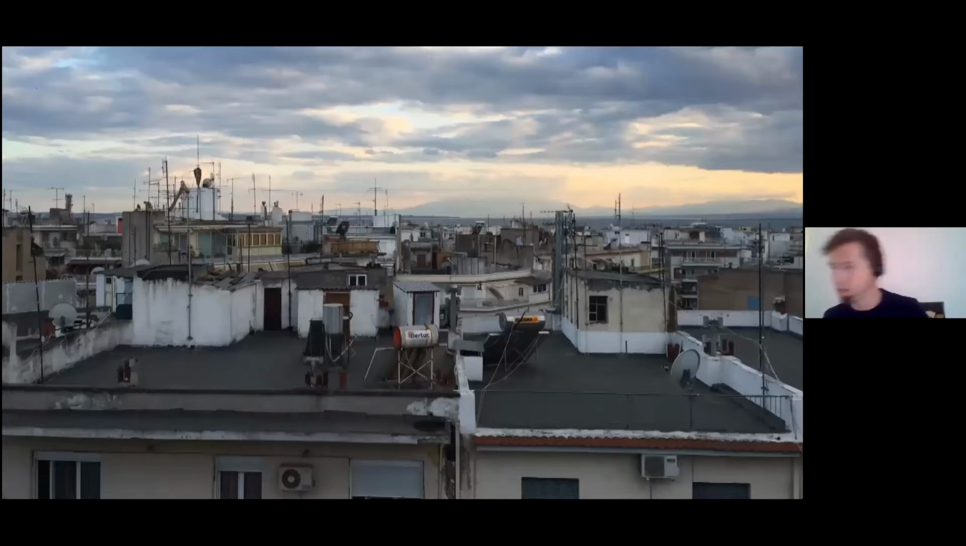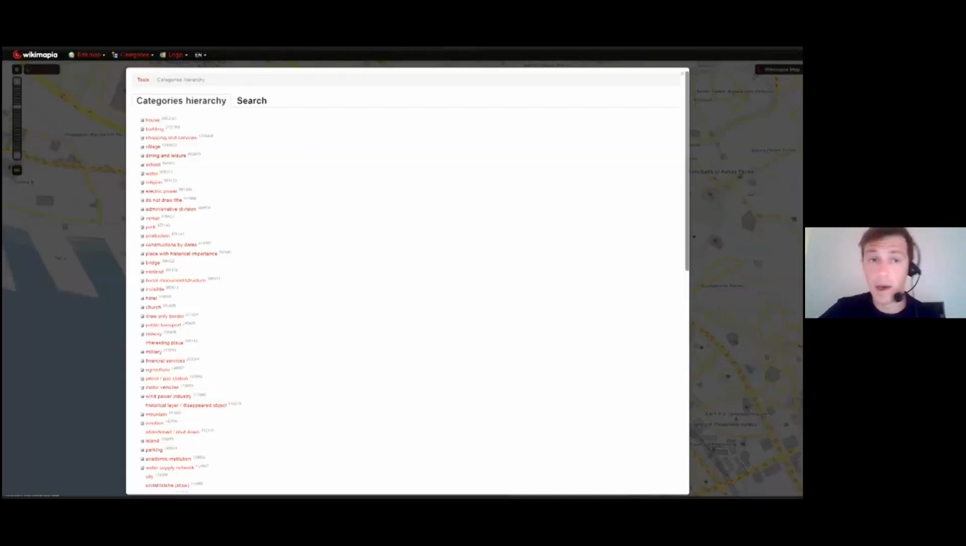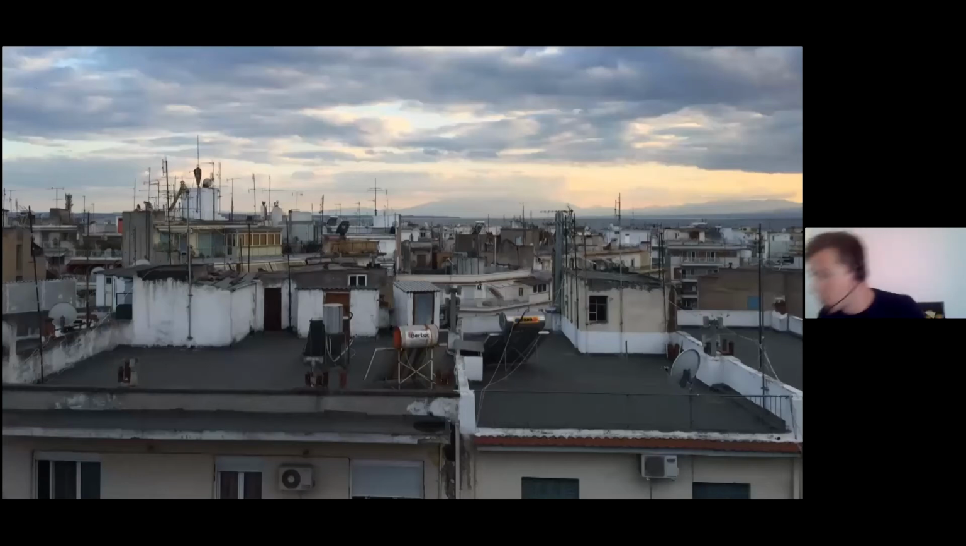To go back to this image, one of the other elements that would be helpful if I were looking to geolocate this image would be over on the right hand side here. On the left hand side of the image, we can see a sort of tower in the distance.